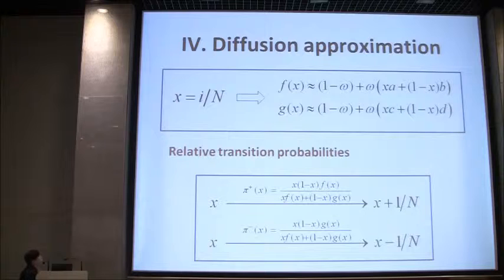For diffusion approximation, if we denote X equal to I over N, then we can get the continuous functions of the fitness of A and B. And the relative transition probability can also be obtained here.